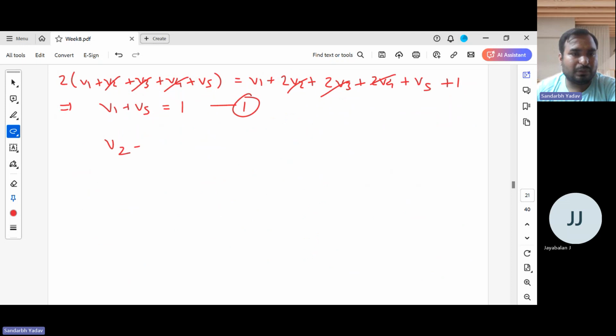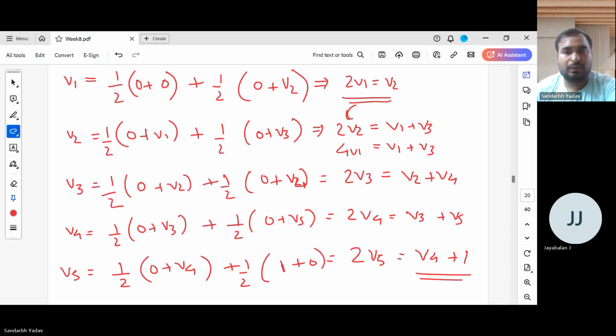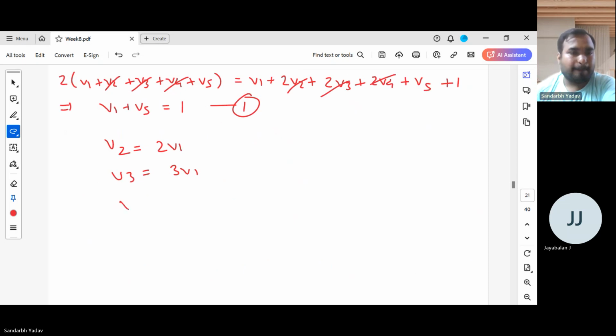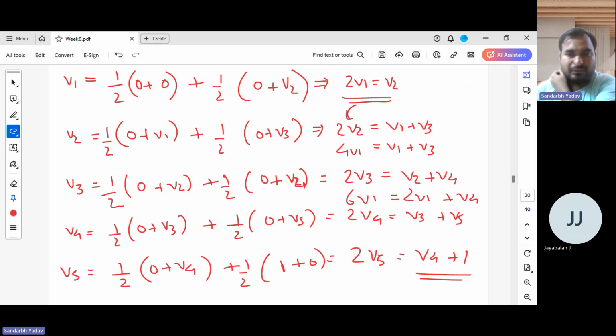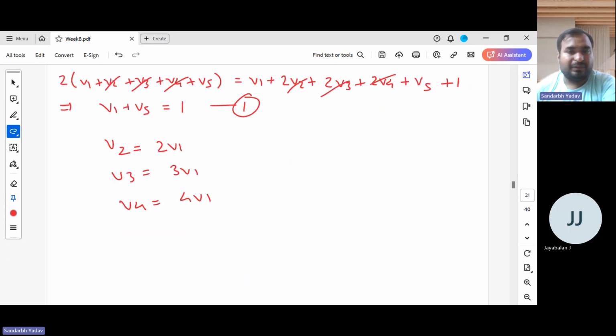So V2 we already know equals 2V1, and V3 equals 3V1. This we got from here and we put it here. So it will be 6V1 equals 2V1 plus V4, so we get V4 equals 4V1. Now we put V4 equals 4V1 here, so it will be 8V1. V3 we know is 3V1, so 8V1 equals 3V1 plus V5. From here we get V5 equals 5V1.